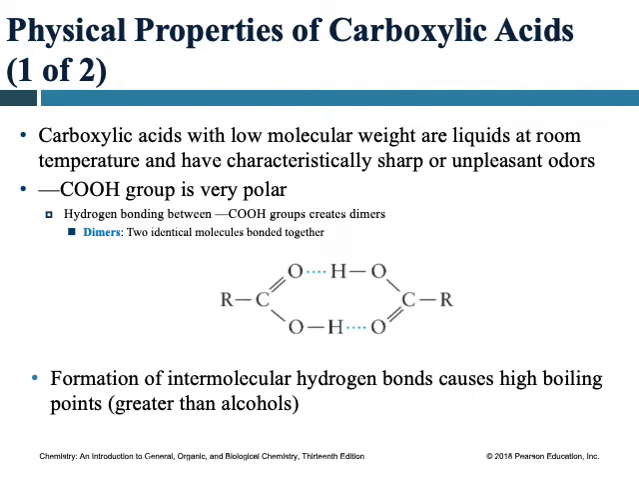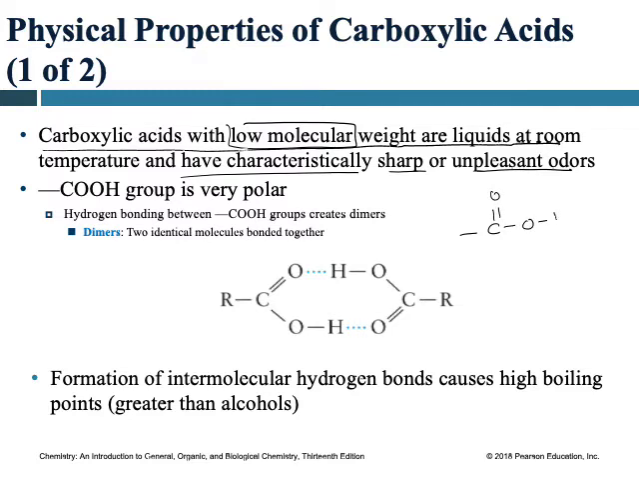So now let's talk about the physical property of the carboxylic acid. So carboxylic acids with low molecular weight are liquid at room temperature as well as have characteristically sharp and unpleasant odor. So we're going to talk about why carboxylic acid are liquid at room temperature, the low molecular weight, right? So we have to see the structure of the carboxylic acid. So if we remember, carboxylic acid is COOH, right? and this R group is any alkyl group. That means carbon containing compound, right?